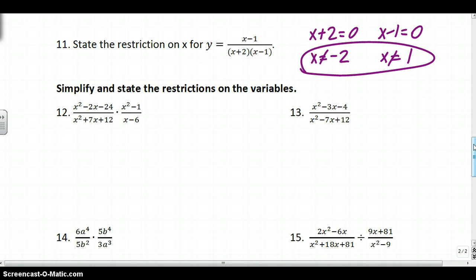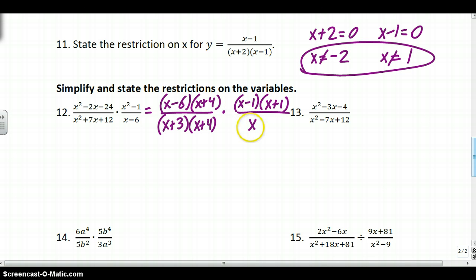Number 12 through number 17 just ask you to simplify and state the restrictions. So kind of the same thing as this. Now we just have to multiply and reduce things, okay? So this one, I need to know what multiplies to -24 and adds to -2. Well, that would be a -6 and a +4 over what multiplies to 12 and adds to 7. That would be a +3 and a +4 times x squared minus 1 factors very handily, x minus 1 and x plus 1 over x minus 6.